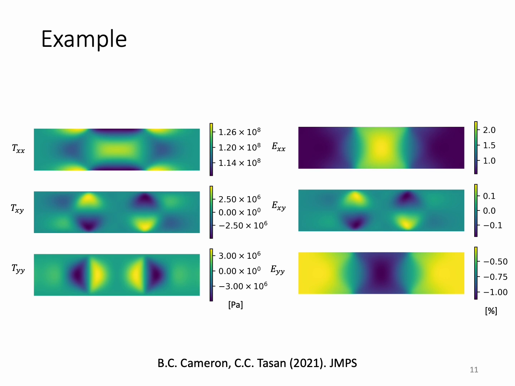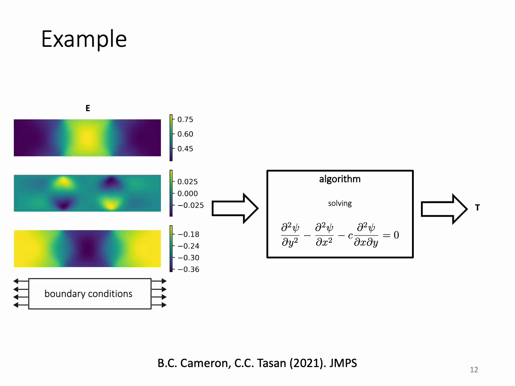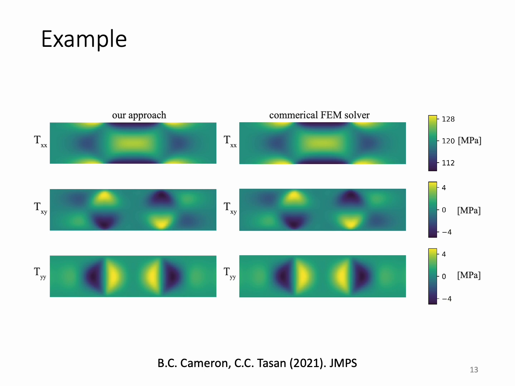But we pretend we just did an experiment. So we just know the strain. And then we use that and the boundary conditions and solve this equation to get the stress T. And we want to see if it matches the finite element simulation. So the left stress fields show what we calculated by solving the algorithm. And on the right-hand side shows what's output by the finite element solver. And you can see that they're the same.